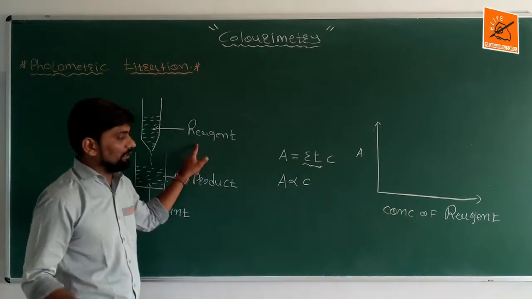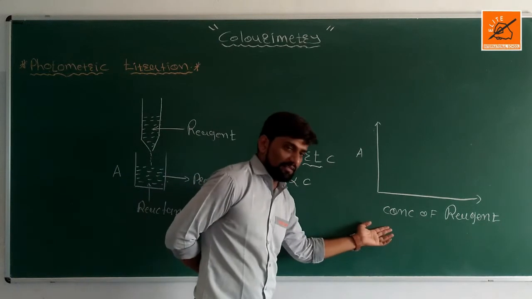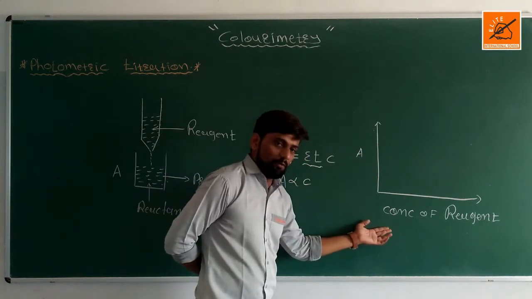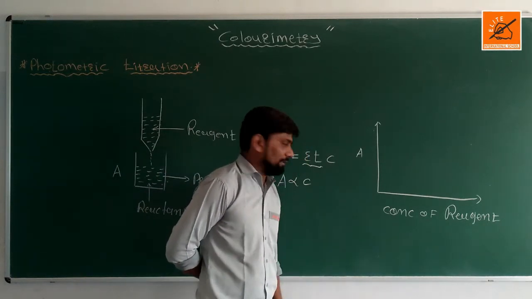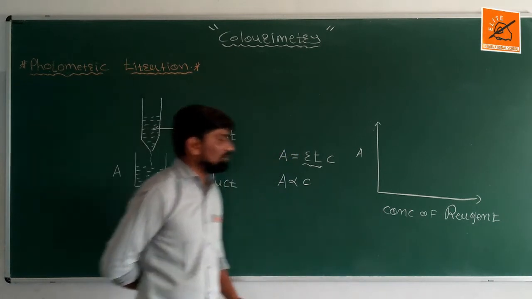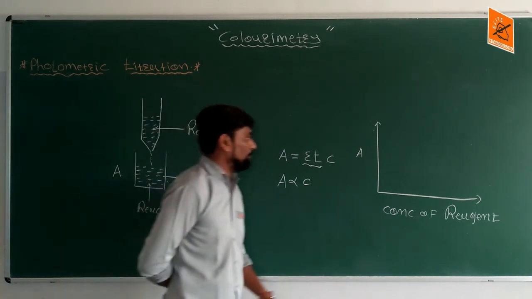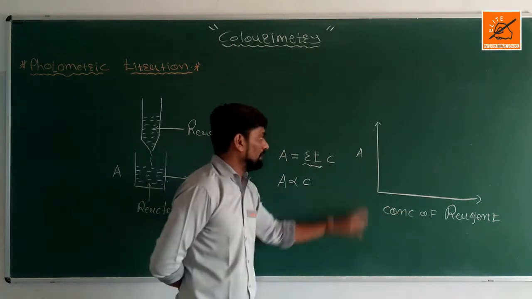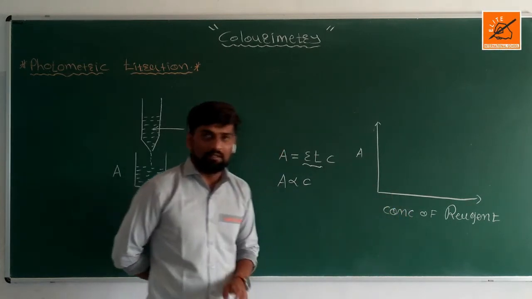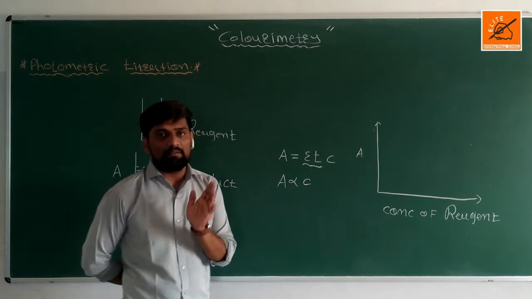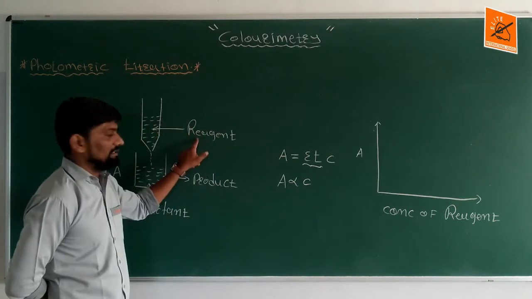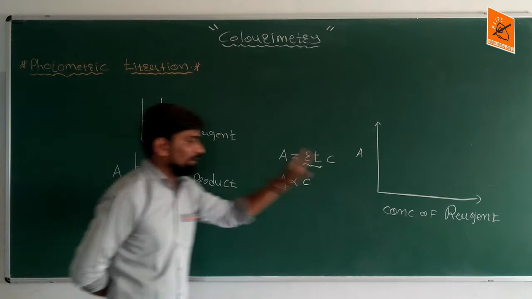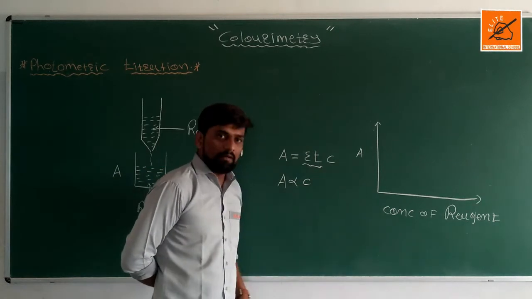On the horizontal axis, we will use either the volume of the reagent or the concentration of the reagent. So we plot a graph of absorbance against the concentration of the reagent, or absorbance against the volume of the reagent.